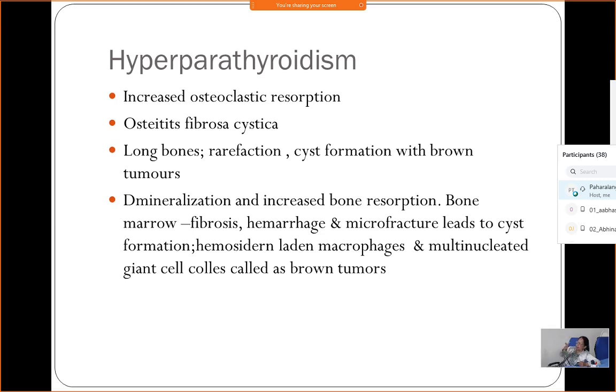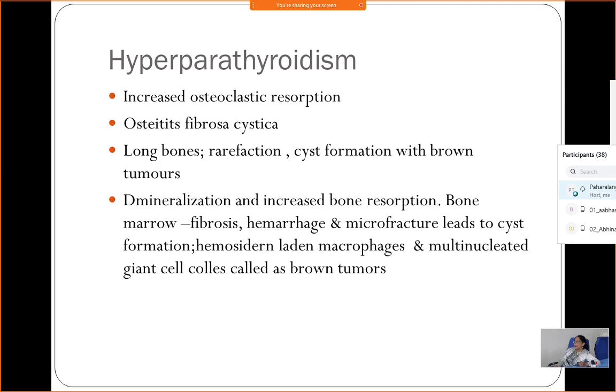Because there is rarefaction, there will be hemorrhage into the area, which results in formation of hemosiderin laden macrophages, because hemorrhage leads to a reactive process causing inflammation, and macrophages come in trying to remove the blood components, resulting in hemosiderin laden macrophages and causing a cystic change. Because of the color change, this tumorous lesion formed within the medulla is called a brown tumor. So you can see multiple brown tumors forming in the long bones in hyperparathyroidism.